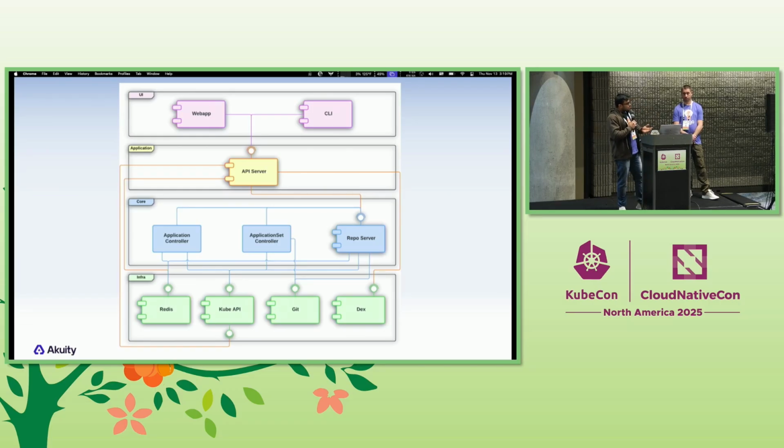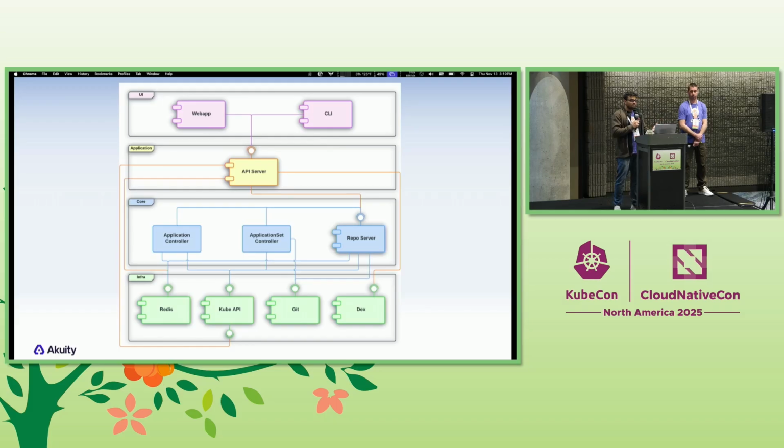Then we have the repo server, which is responsible for generating the manifest itself from the Git source. So it goes out to Git, gets all the manifests, runs the manifest generation logic, and provides the manifest to all the other core components that eventually use that.